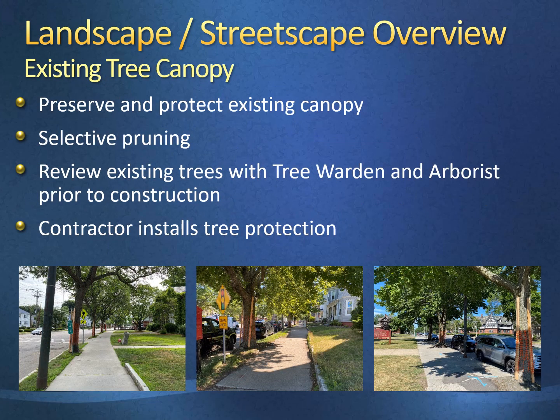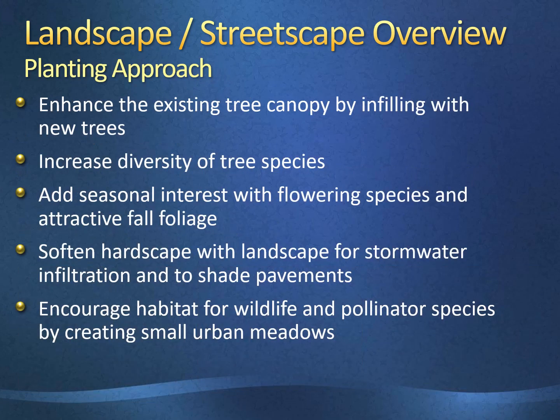The existing tree canopy is a critical component of the character of Mount Auburn Street. For this project, we want to preserve and protect that canopy. We will conduct selective pruning, which will help to open up views and remove dead and diseased limbs. The existing trees will be reviewed with the Watertown tree warden and the arborist prior to construction, and the contractor will install tree protection.